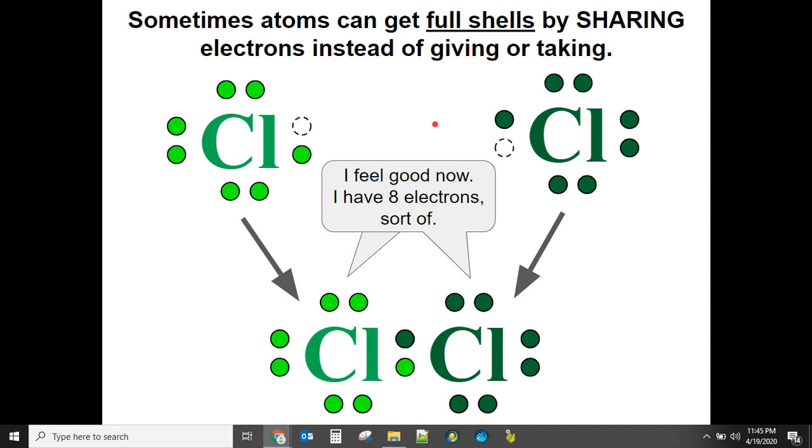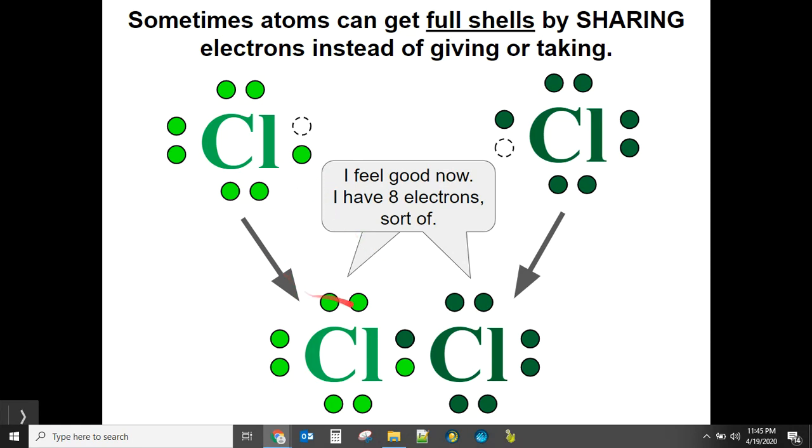But there are other ways to have bonds. And the other one we're going to talk about is because sometimes atoms can get full shells by sharing electrons instead of giving or taking electrons. So here we have 2 chlorine atoms up here. And each of these chlorine atoms really, really wants 1 more electron because then it would have a full shell. But if there's nothing around that they can take electrons from, they can share electrons.